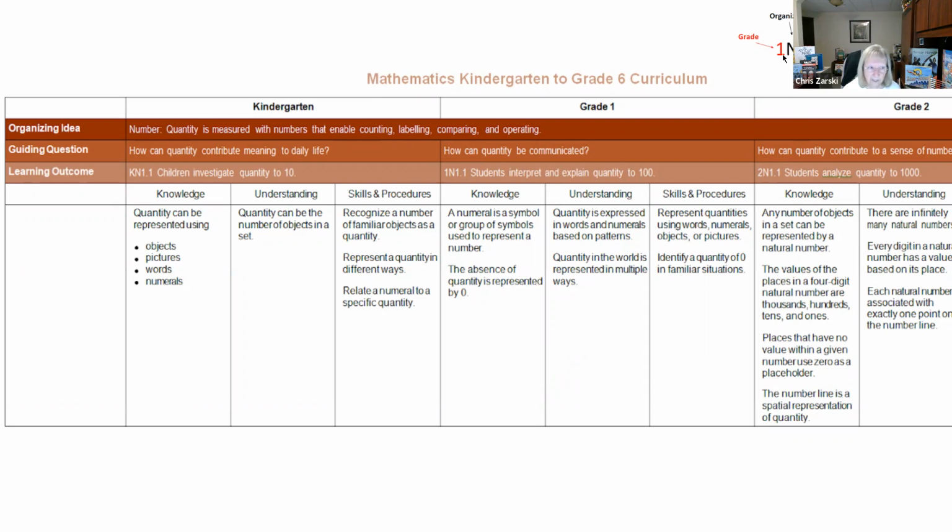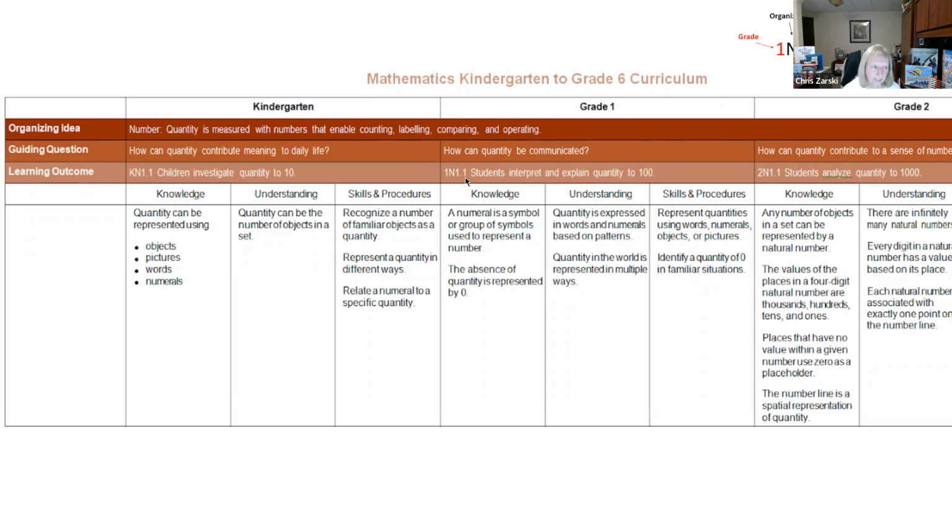The very first number just tells you the grade that you are in. The letter tells you which organizing idea we are focused on. In this case, we're talking about number. The number behind it says which outcome this is in the number section. So in the organizing idea of number, this is the very first outcome that is stated: students interpret and explain quantity to 100. If there's a decimal behind it, it simply means that this learner outcome has more than one row of knowledge, understanding, skills, and processes, CUSPs.